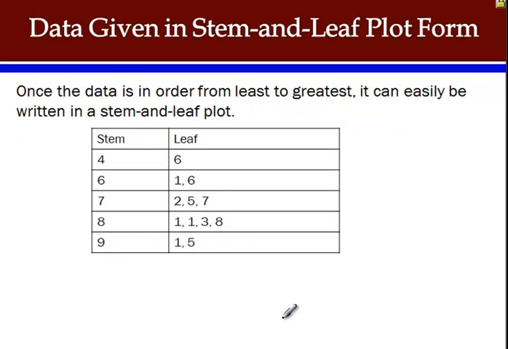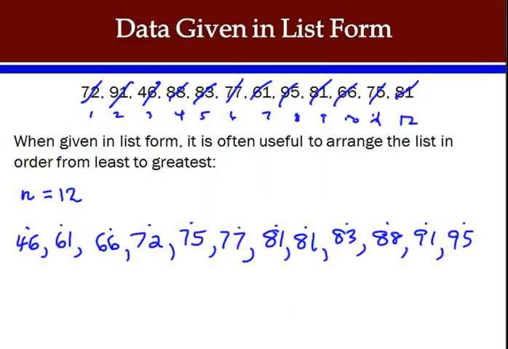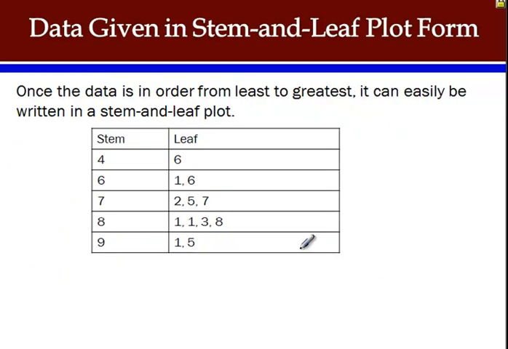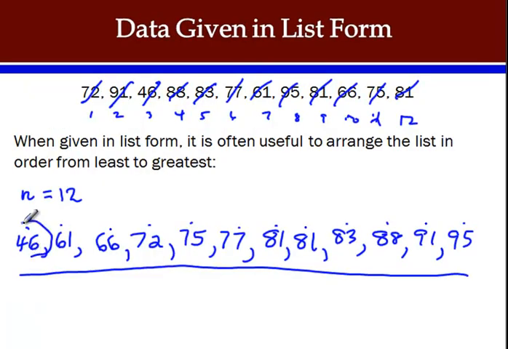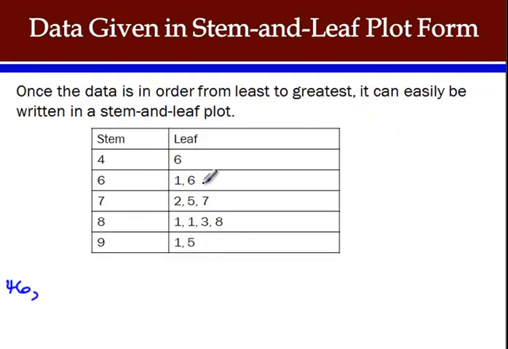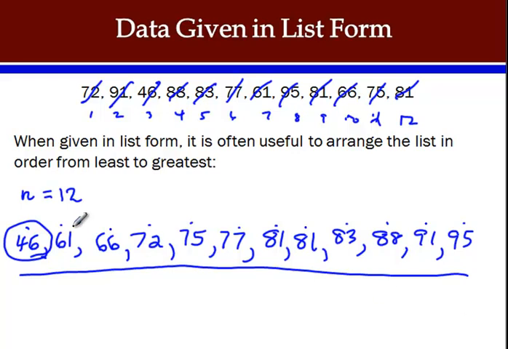Let's take a look at this stem and leaf plot. Now, believe it or not, the stem and leaf plot represents exactly the same set of numbers. And here's how it works. The stem is 4, the leaf is 6. That means 46. That was our smallest number in our list when we went from smallest to greatest. Our stem of 6 says 61 and 66. So this is helping us to write out the list from least to greatest, 61, 66.